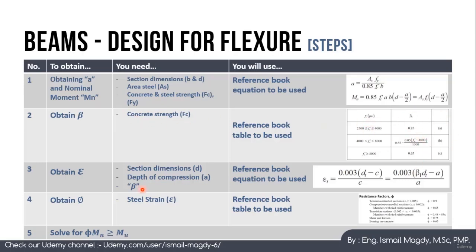We will get beta 1. If we want to calculate epsilon for the steel, we need the section dimensions, and we need the depth of compression, which is a, and we need beta 1. We know how to get beta 1 and the section dimensions, and we know how to get a. We will refer to the reference book, this equation, in order to get epsilon. In order to obtain phi, we need epsilon, and we will refer to this table. And finally, we will solve for this equation, which is phi Mn has to be more than or equal to Mu, the ultimate moment.